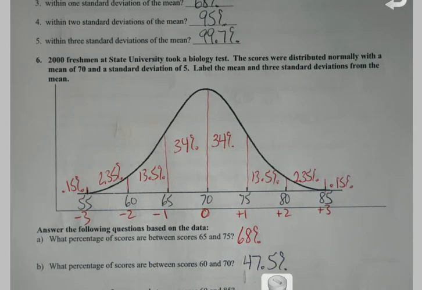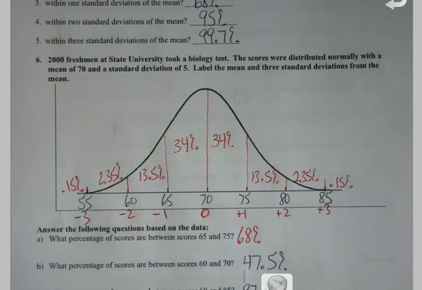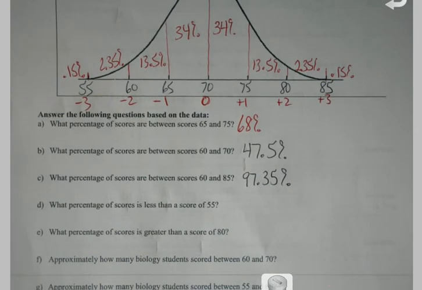What percentage of scores are between 60 and 85? Because again, we catch everything except the 2.5% over here and that extra 0.15 over here. If you're kind of looking and going, where's this 0.35 thing coming from? That 2.5 and 0.15 would be 2.65% that we don't cover.